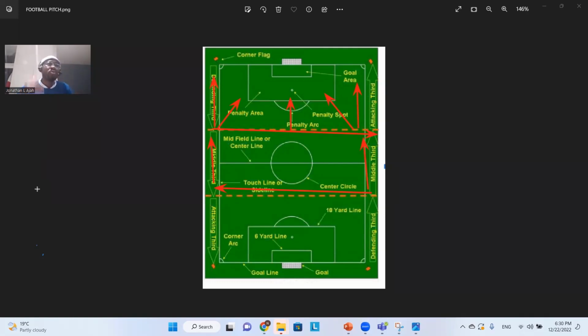That's different from 4-4-2, where it's quite midfield and defensive heavy, if you like, and you have 2 attacking or something like that.